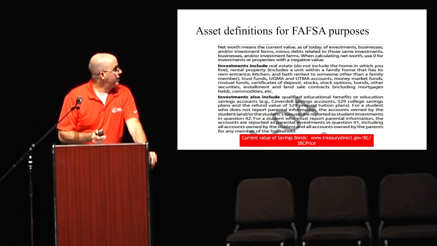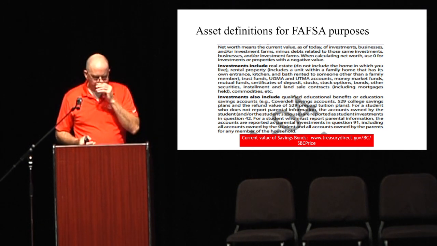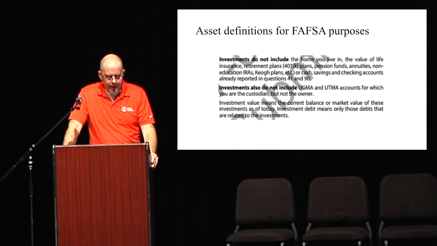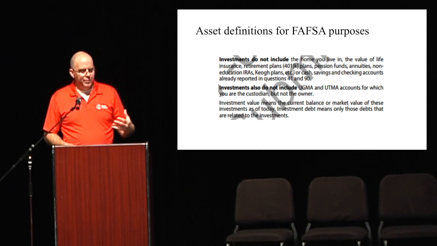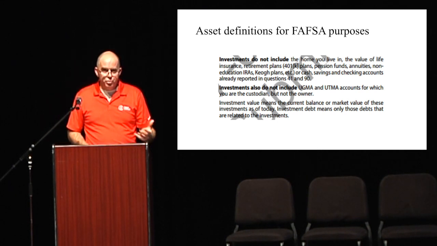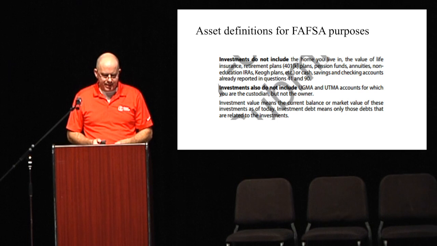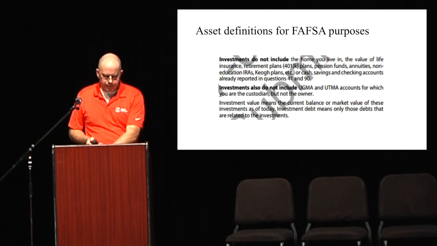They continue to tell us that investments do not include the home you live in, the value of life insurance, retirement plans like 401k, pension funds, annuities, non-educational IRAs, KEOGH plans, etc. Some other common questions that we get, we have a UGMA or UTMA account. Whose is it? That belongs to the student. We already talked about the MET and MESP plan. That's considered an asset in the parent's name. If it's in someone else's name, then you don't include it.